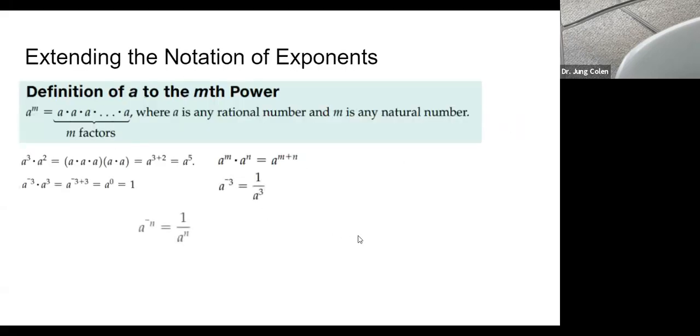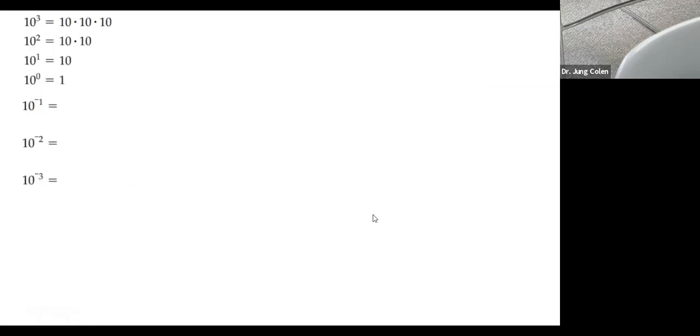Okay. So we have that idea, a to the negative n's power, the negative power means it's reciprocal, 1 over. So let's take a look at these. I want you to think about a pattern here. We know 10 cubed means 10 times 10 times 10, 10 squared means 10 times 10, 10 to the 1's power means 10, 10 to the 0 power is 1. What could be 10 to the negative 1 power?